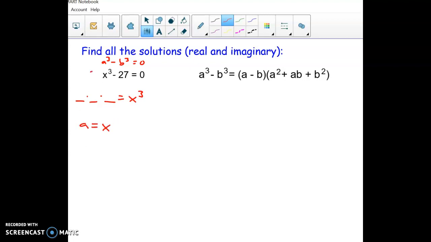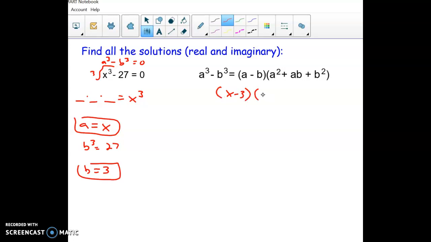You could also do the cube root of this, which would be another way to think of it. But a is just x. And then b cubed is 27. So again, if you take the cube root of that, you just get 3. Okay, so a and b, we're going to use those to factor. So over here we do x minus 3, and then a squared would be x squared, plus a times b, so that'd be 3x, and then 3 squared is just 9. Okay, so we've factored this apart.